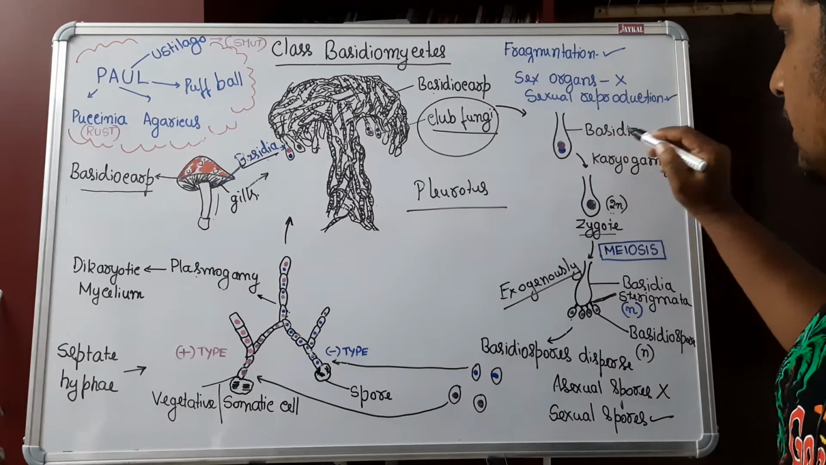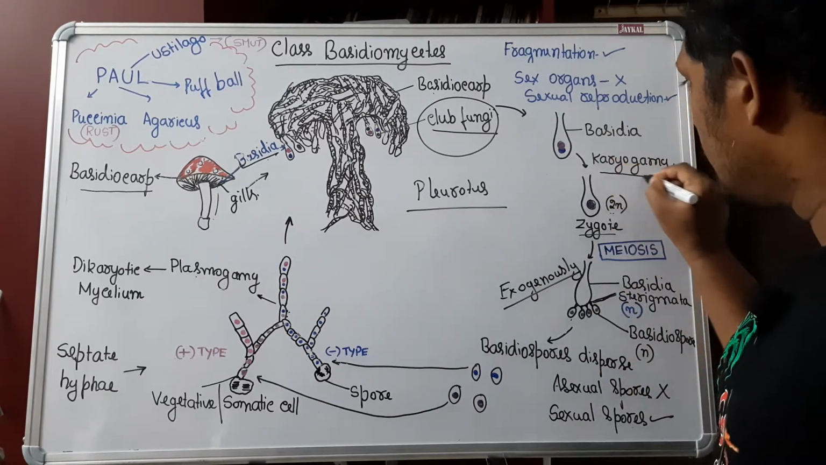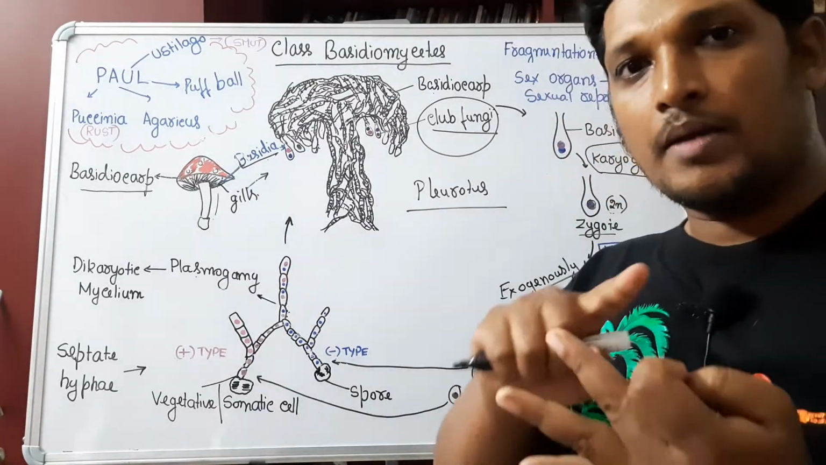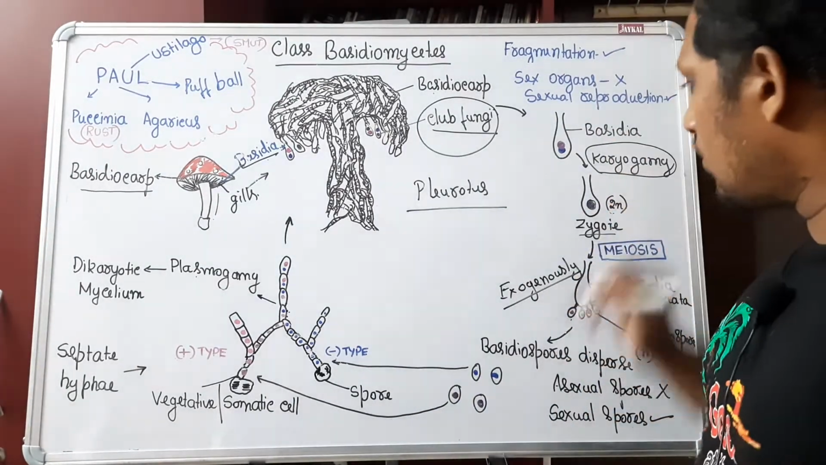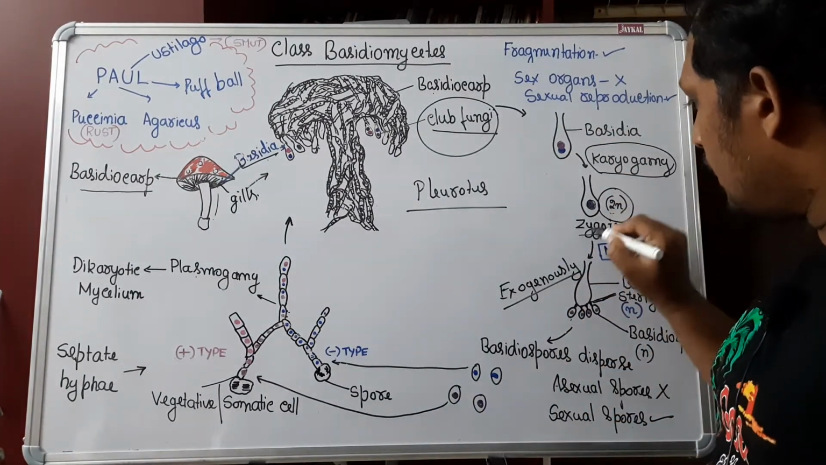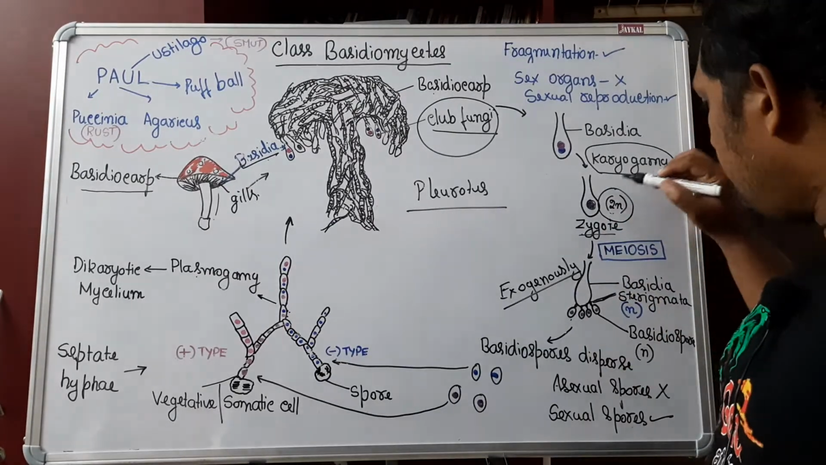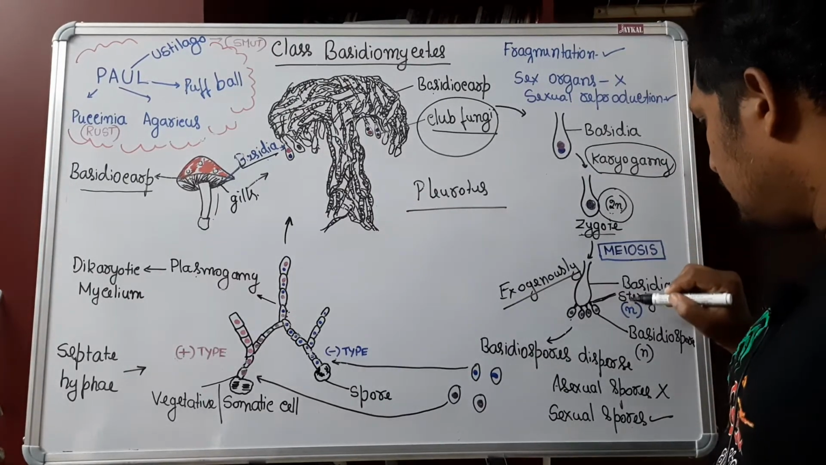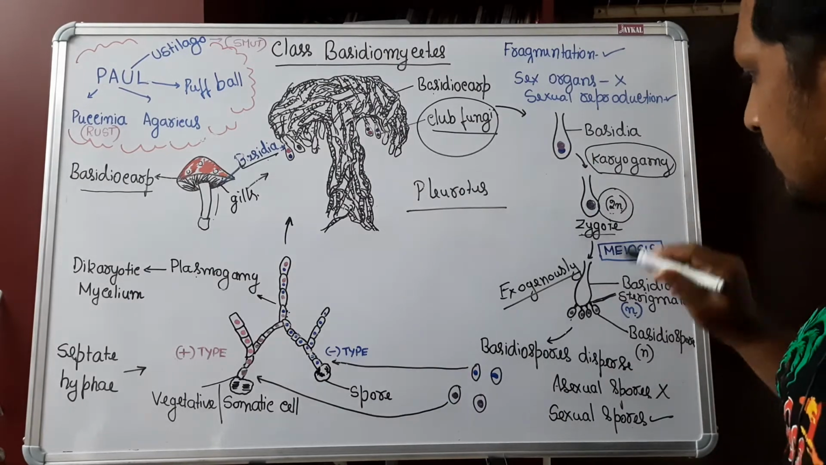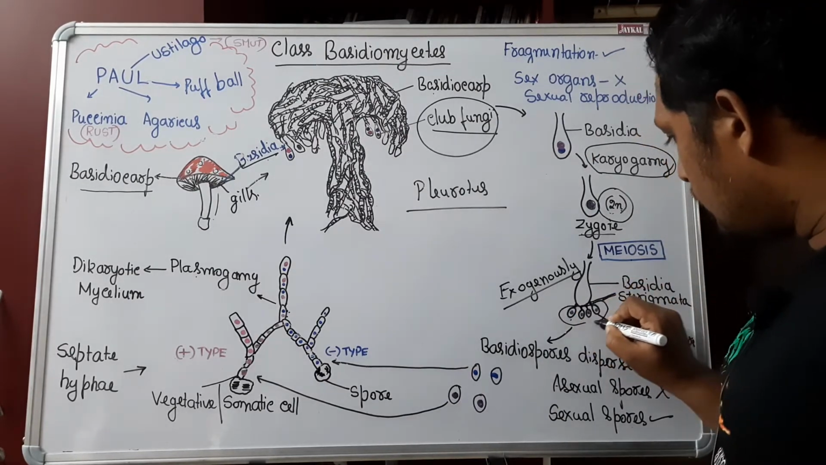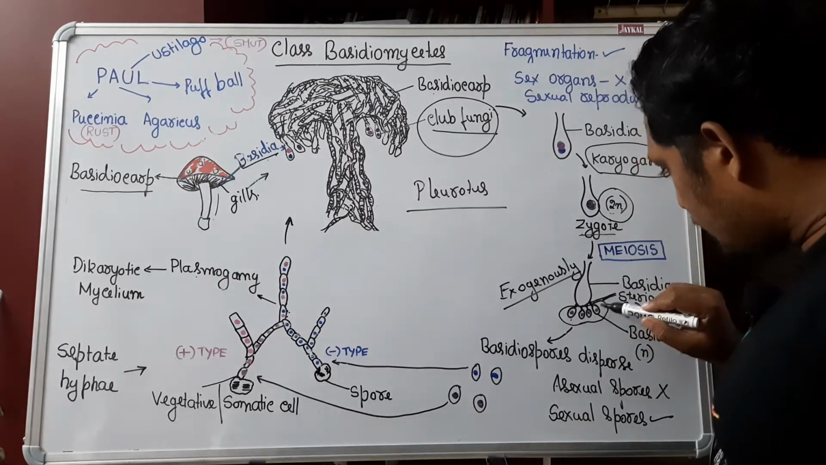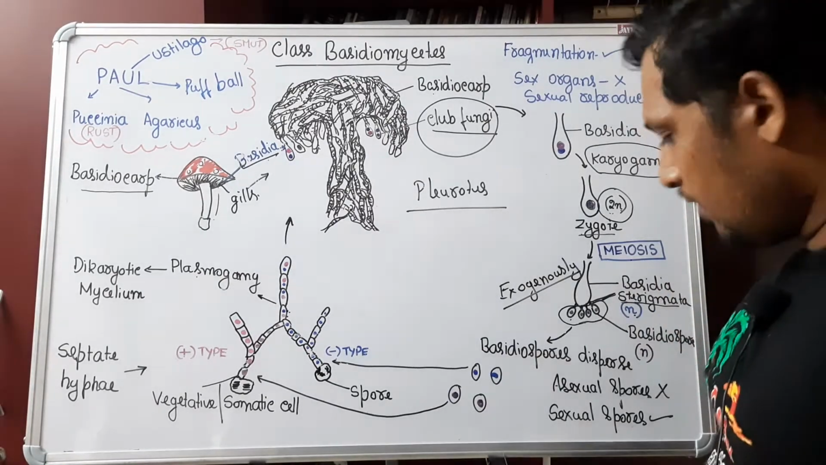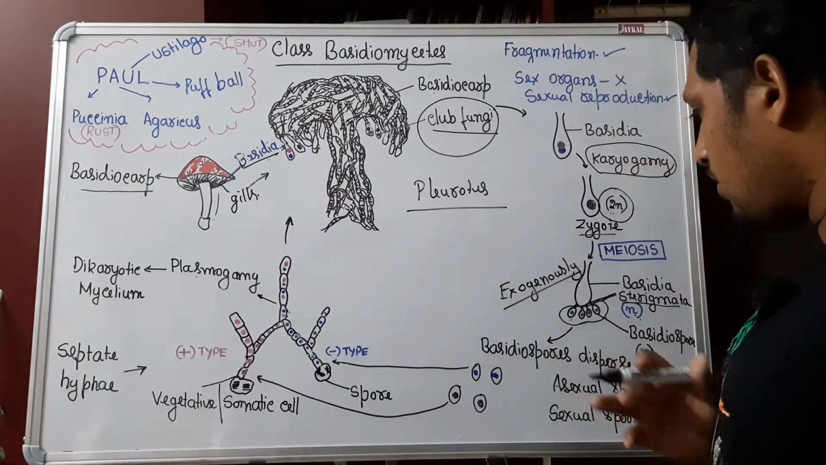Basidia will have two nuclei from plus and minus type. These two nuclei present in the basidia will now undergo karyogamy. You know, the life cycle of fungus has three stages: plasmogamy, karyogamy and meiosis. Second stage, karyogamy, fusion of nuclei, which results in the formation of a diploid zygote. The diploid zygote now undergoes reductional division known as meiosis, where 2n becomes n. One zygote will form 4 spores.